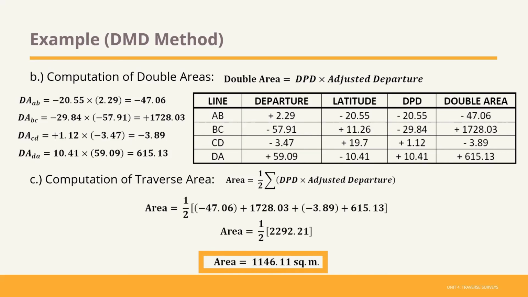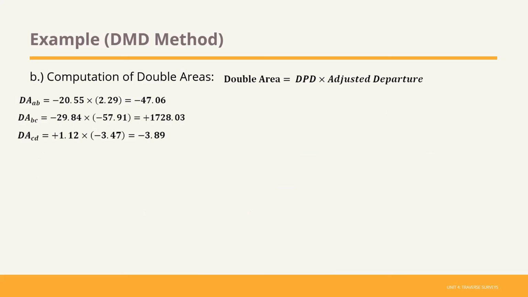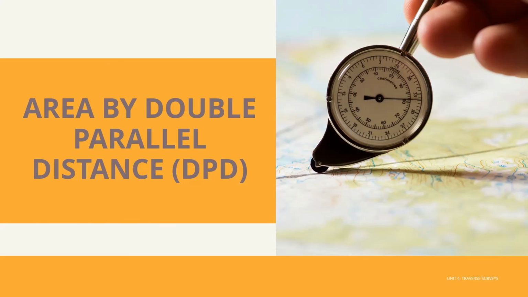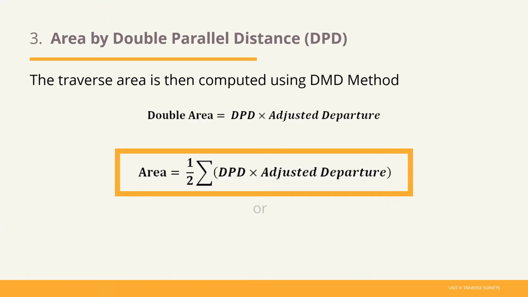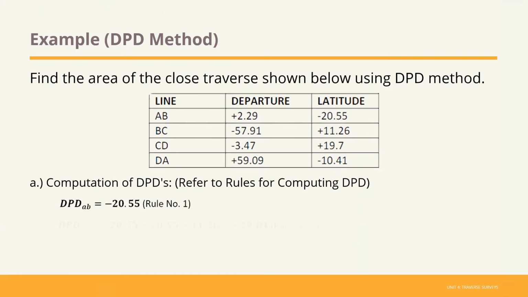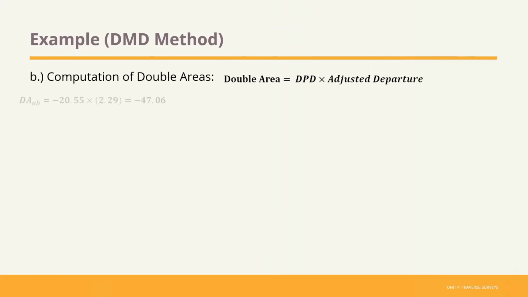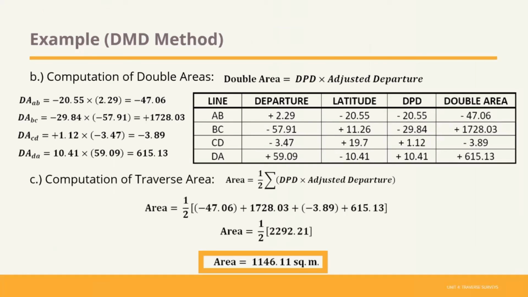Now, remember that I said the area computed using the DPD method must be equal to the computed area using the DMD method. As you can see, the area using DPD is 1,146.11 square meters, and we'll check again the computed area using the DMD method. It was 1,146.11 square meters. So they are equal, and that satisfies the rule that they need to be equal.